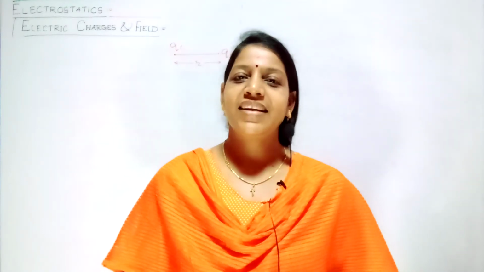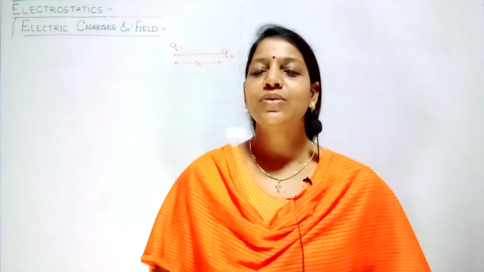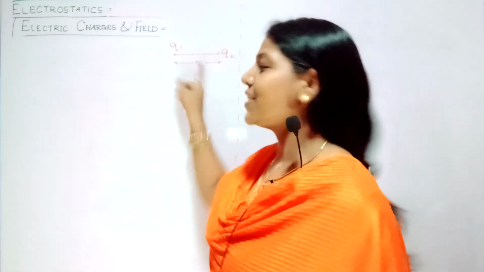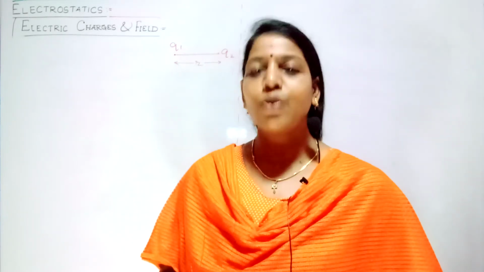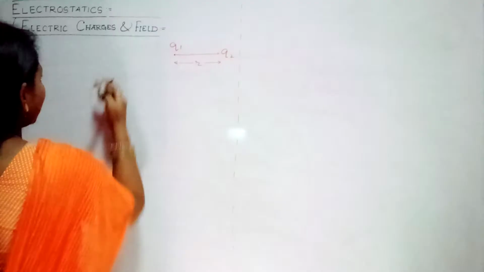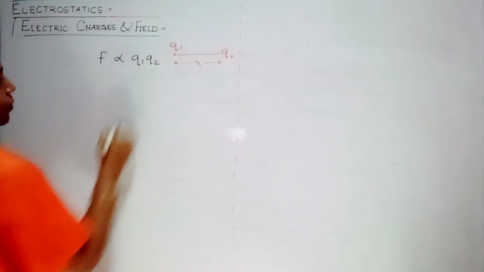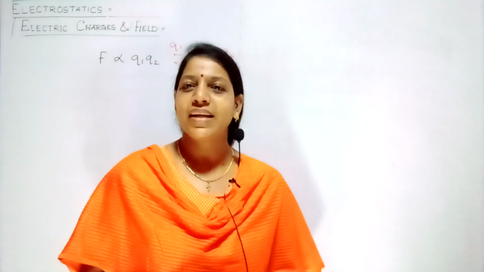Hello children, let us see the continuation of Coulomb's law, that is your chapter electrostatics continuation. So here he has taken two charges Q1 and Q2 separated by a distance r. When the two charges are separated by a distance r, what he found is that the force experienced is proportional to the product of the charges. That is the first experiment he got.